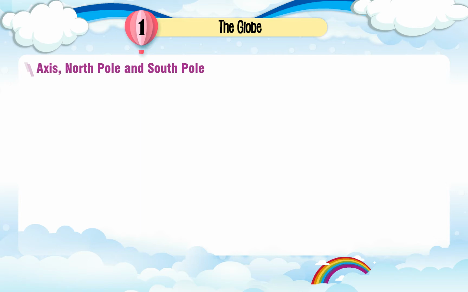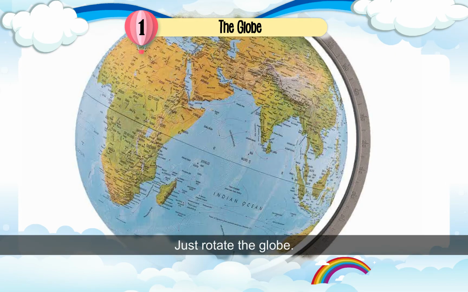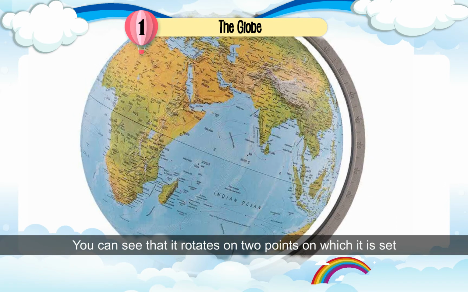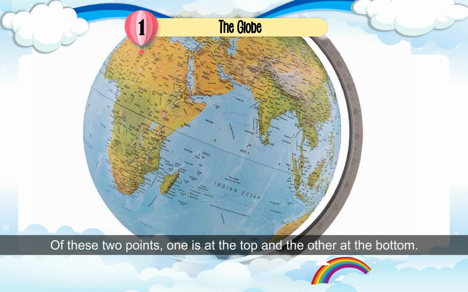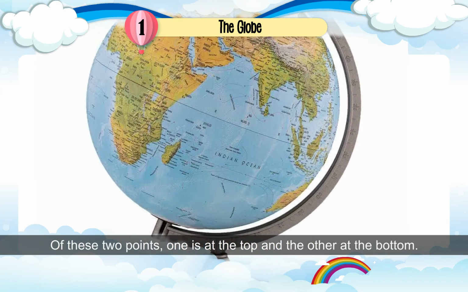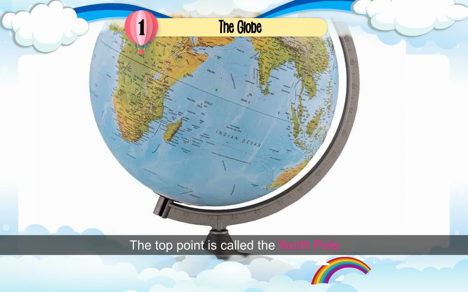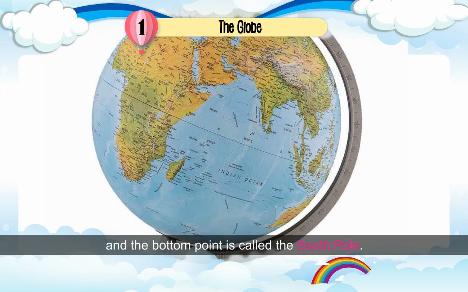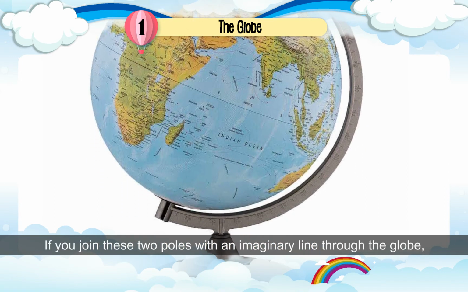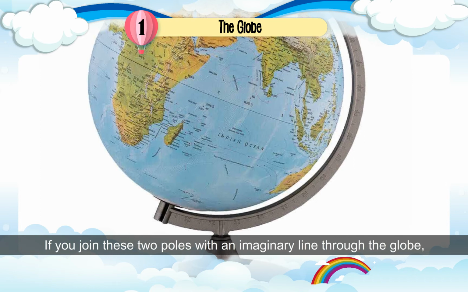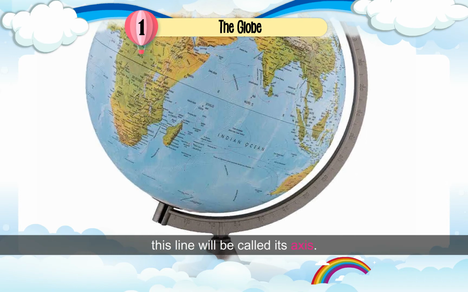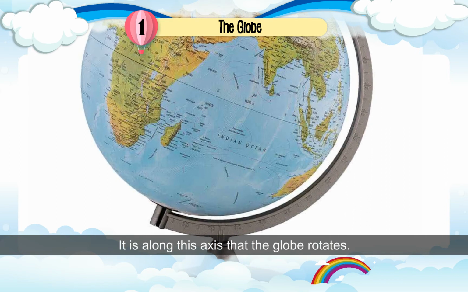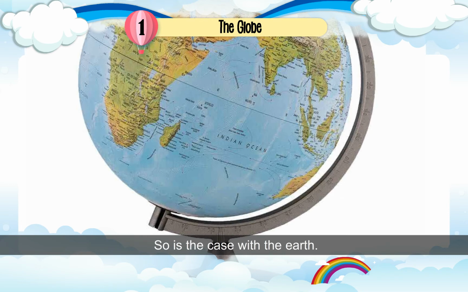Axis, North Pole and South Pole. Just rotate the globe. You can see that it rotates on 2 points on which it is set on the stand. Of these 2 points, one is at the top and the other at the bottom. The top point is called the North Pole and the bottom point is called the South Pole. If you join these 2 poles with an imaginary line through the globe, this line will be called its axis. It is along this axis that the globe rotates. So is the case with the earth.